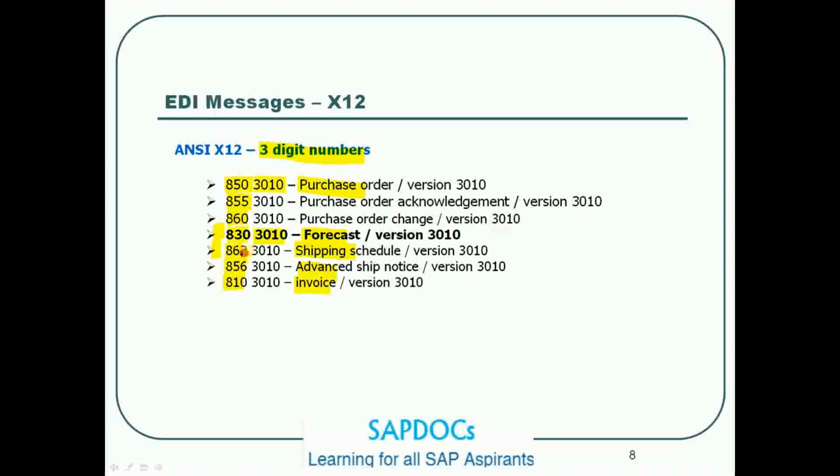The 862 you send in conjunction with the 830 to tell the supplier that I sent you a forecast, can you ship that particular part with this quantity on this given date. So forecast and shipping schedule often go together. But in some cases, some customers may choose to use only the 830 by itself. And with the 830, there are ways to tell the suppliers which dates are good for shipping.